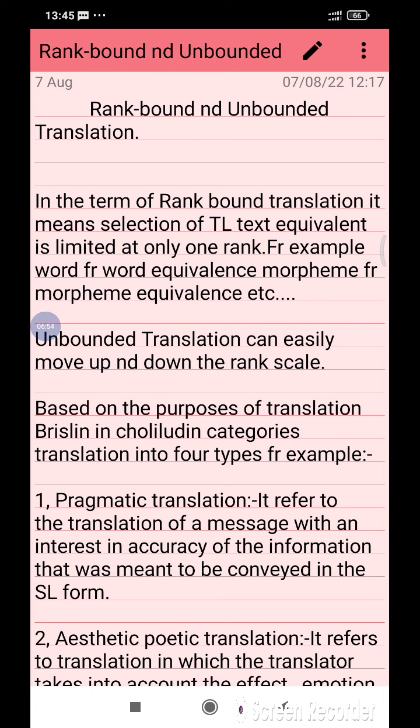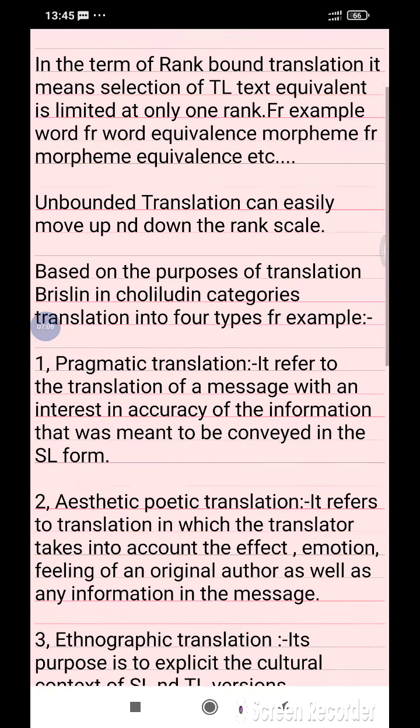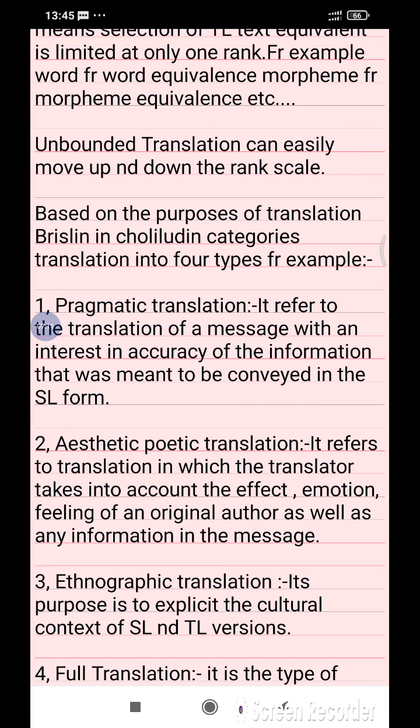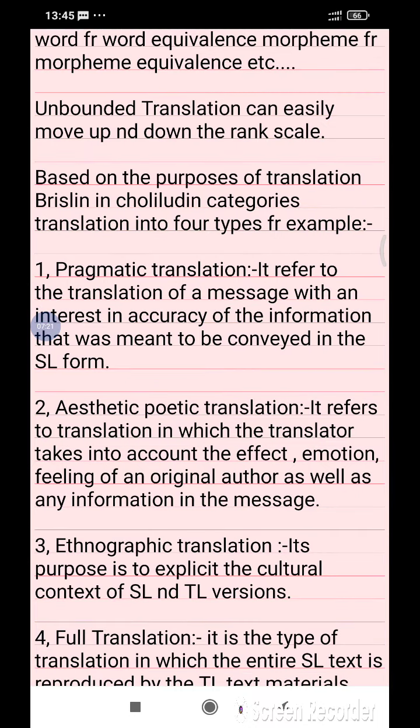First of all, you have to give the introduction of rank translation and unbounded translation. Next, you have to explain the whole process of rank translation and unbounded translation according to Catford, who categorizes translation into four types. First is pragmatic translation. It refers to the translation of a message with an interest in accuracy of the information that was meant to be conveyed in the form of SL.